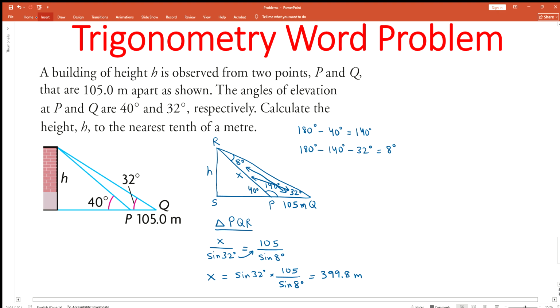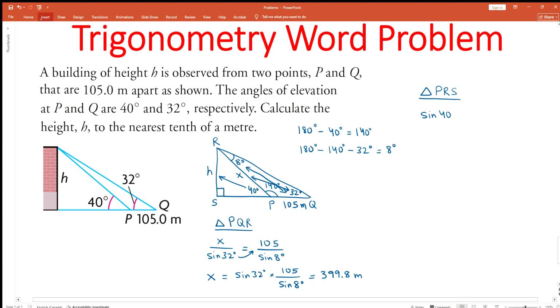Now we can analyze triangle PRS. This is a right angle triangle. We can assume that the building is perpendicular to the ground. So we can use SOHCAHTOA to find the height of the building. For the given 40 degree angle, the building represents the opposite side and side RP represents the hypotenuse. So as per SOHCAHTOA, we can use the sine ratio.